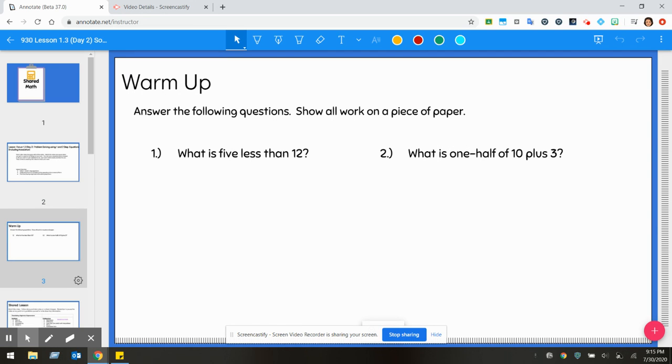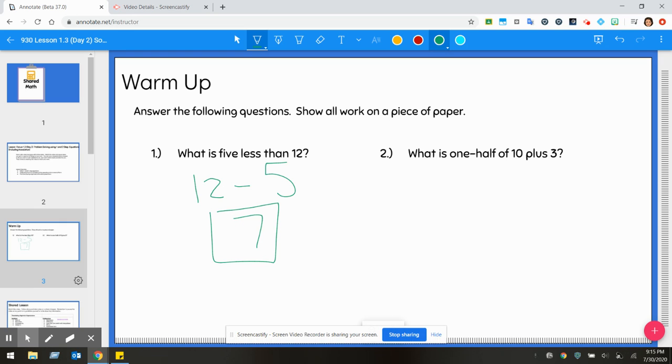Before we get into the lesson, I'm going to go ahead and go through the warm-up. Just a reminder, at any point you can pause the video if you haven't had a chance to try the warm-up on your own, and then go back and start the video again to check your answers. So answer the following questions. I'll work on a piece of paper. What is 5 less than 12? I would do 12 minus 5, which would give me 7.